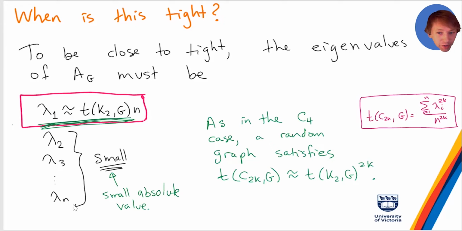And then all of the other ones are small and most of them are negative. Well, am I right to say most of them are negative? I'm not sure. But basically they need to cancel out this big one.